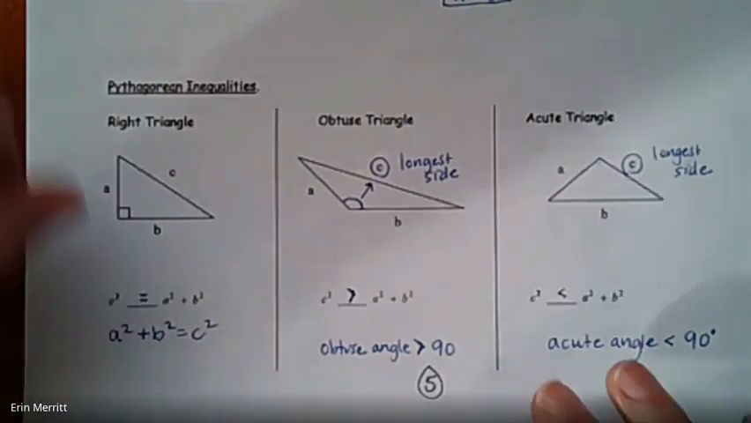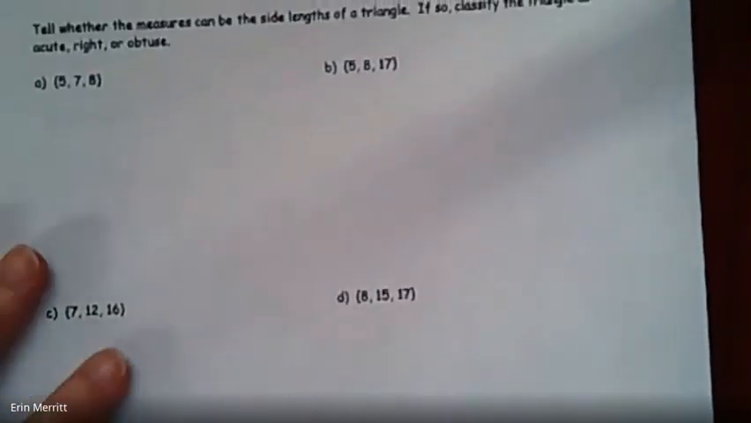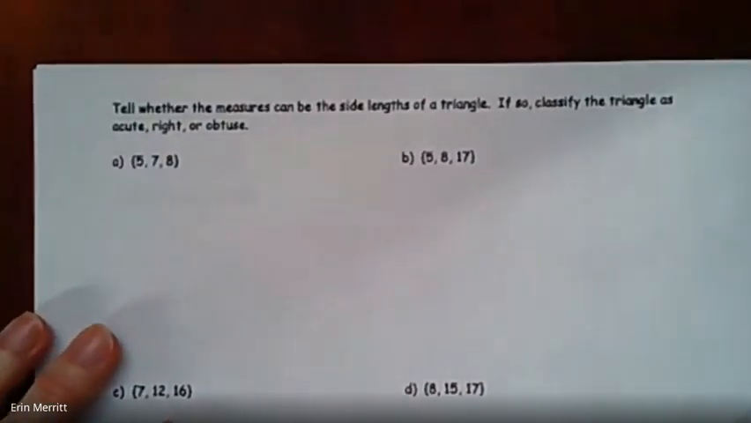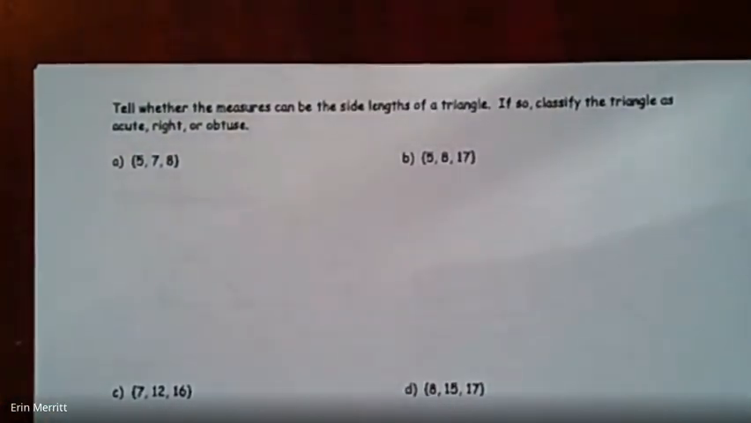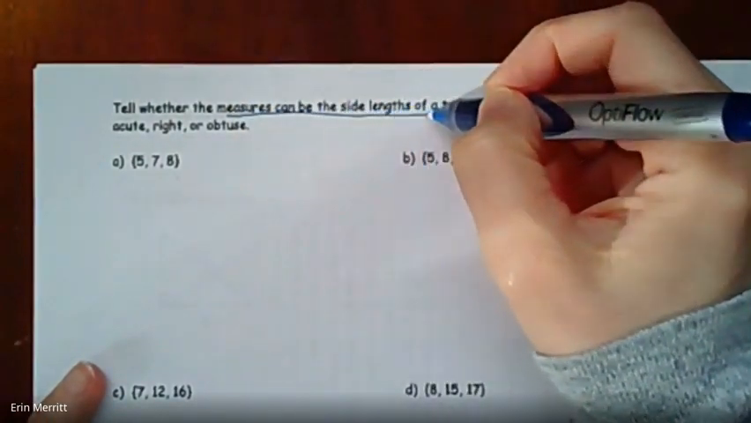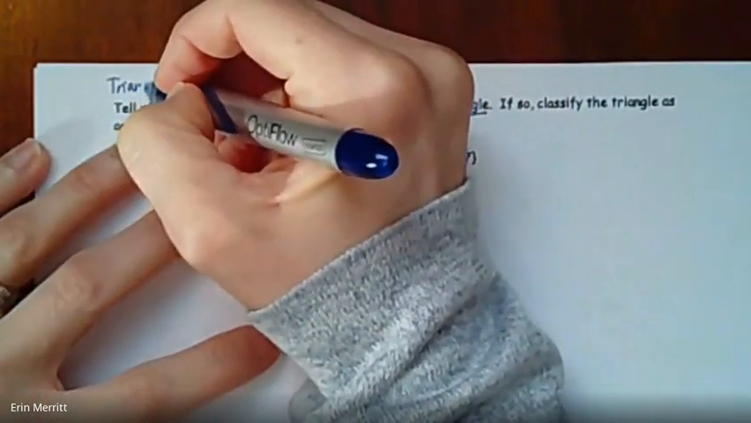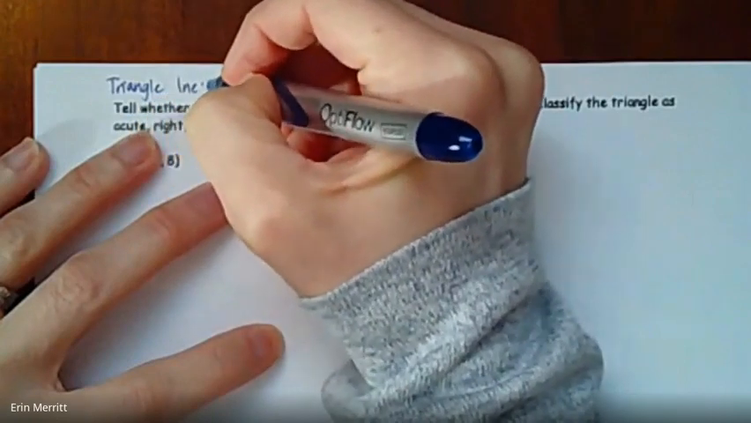All right, let's put this to good use now. When we go on to this next page, it says, tell whether the measures of the side lengths can be the side lengths of a triangle, and then classify it as acute, right, or obtuse. That first part actually references all the way back to Unit 1, something called the triangle inequality.